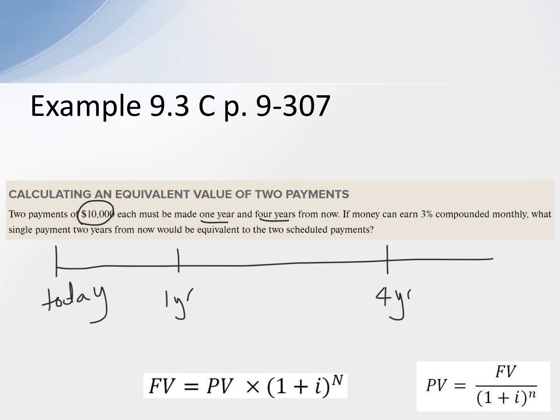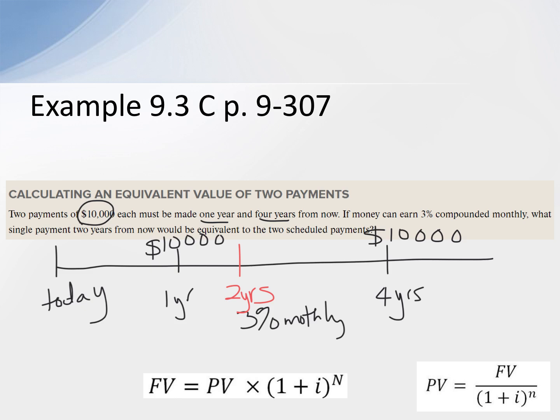Try and make your timeline so that the numbers are kind of on a scale, right? So then it says that, it's $10,000. I need to write that. Interest is 3% compounded monthly. Okay. What single payment 2 years from now would be equivalent to the two scheduled payments at 1 year and 4 years? I'm going to pick up a different colored pen here and mark 2 years on this timeline.